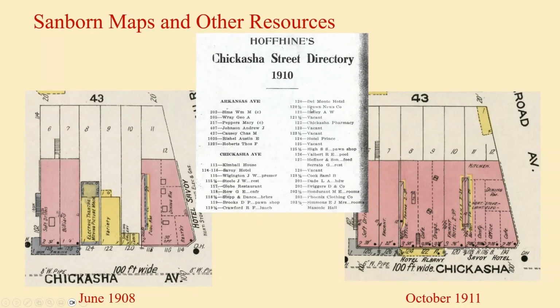Further down the block, city directory shows 120 Del Monte Hotel. That was that first three-story building we just saw. The next year, 1911, that's listed as vacant, so I guess they went out of business. Further down, again, we have Hotel Prince in 1910. Here it's called the Hotel Albany in 1911. Further down the block, there's a pool room, 128. Over on the 1908 map, we see that listed as a billiards parlor. 1911, it's vacant. So, again, another tool here in the toolbox, coordinating these city directories with the Sanborn maps.